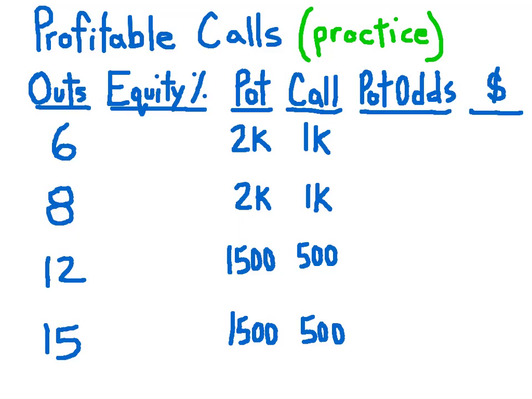Let's put it all together now and practice calling only when our equity exceeds our pot odds. We'll practice making profitable calls in this video. We'll look at 4 hand examples. In the first one, we've got 6 outs.